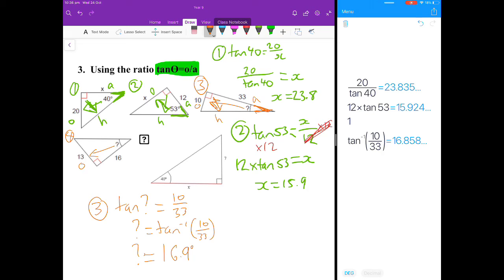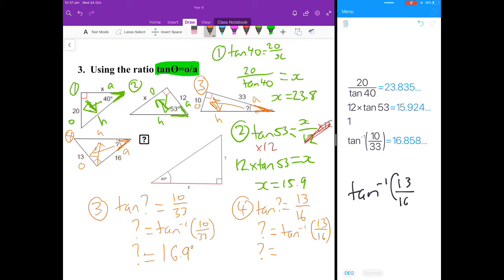Our fourth triangle, doing the same thing, finding our opposite side, our hypotenuse, our adjacent, and throwing them into our equation. So we have tan question mark equals the opposite 13 over the adjacent 16. So we then have question mark equals the inverse of tan, 13 over 16. Remembering that the inverse of tan is tan to the negative 1. Throwing it into a calculator to find out what the question mark is, and we get our answer of 39 degrees to the nearest degree.